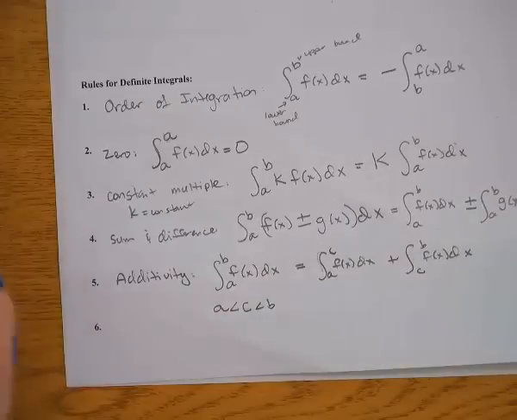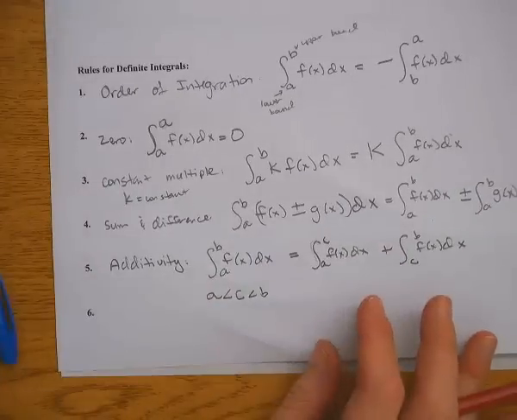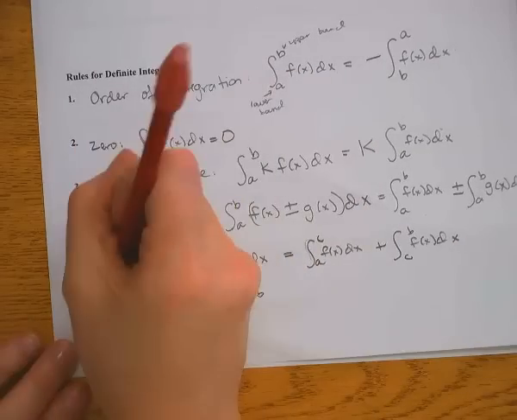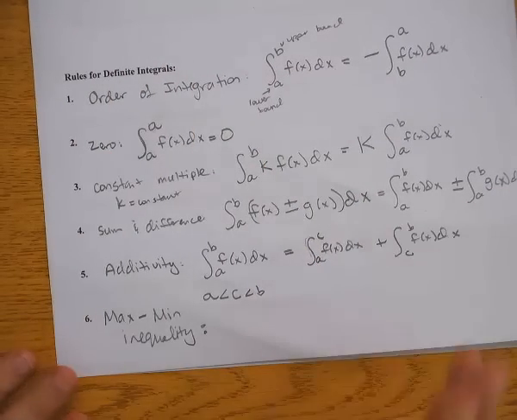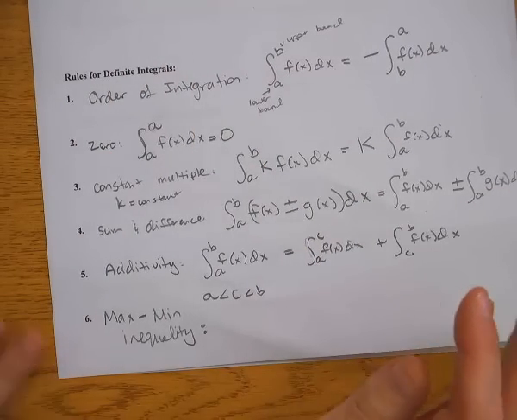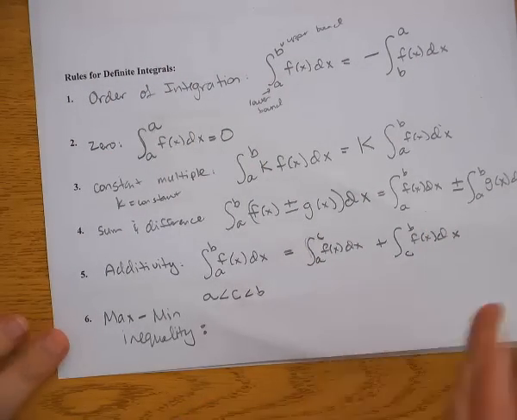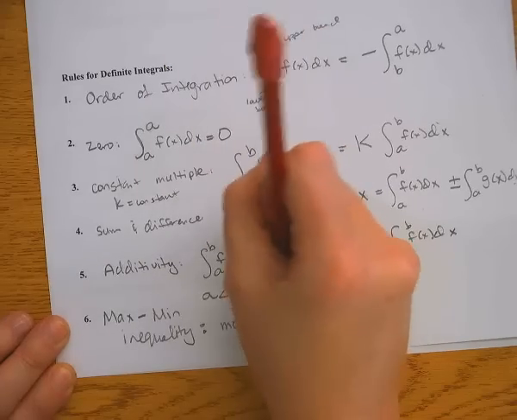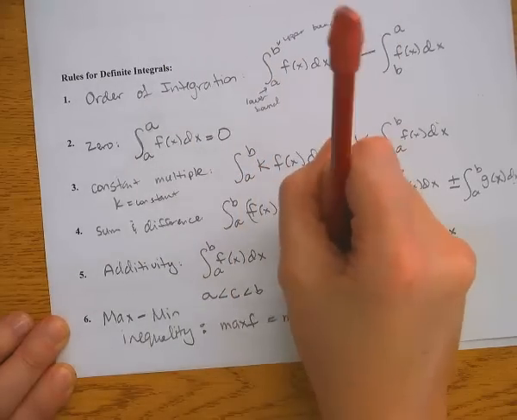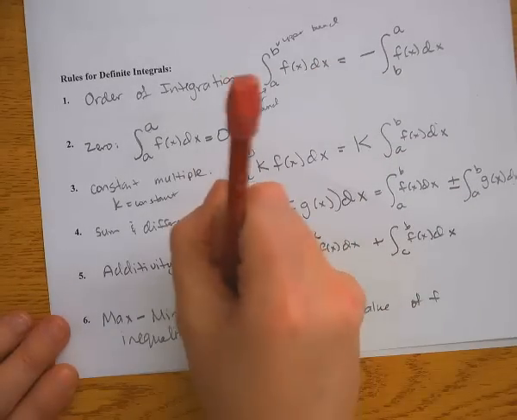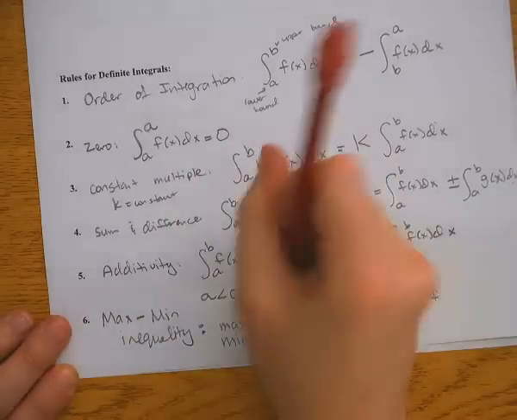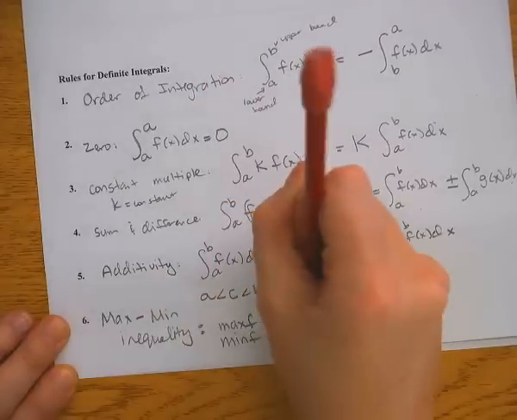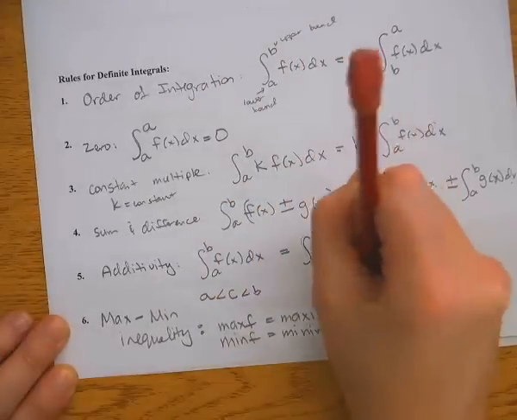Okay, and then the next one we have is called the max-min inequality. And so that basically says, let's say you have a maximum value of a function. So let's call that max f, and that's the maximum value of f. Then let's say you have a minimum value of a function. We'll call it min f, and it's just the lowest point on the curve.